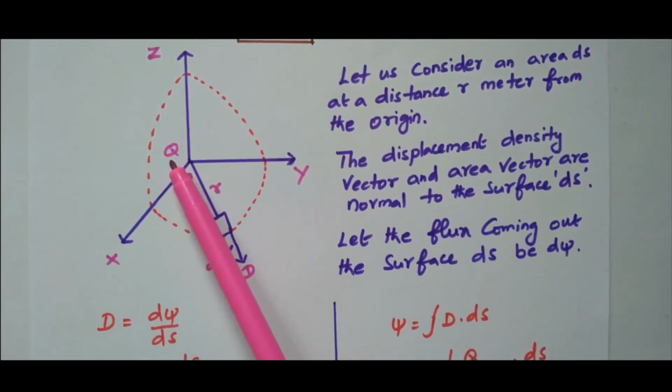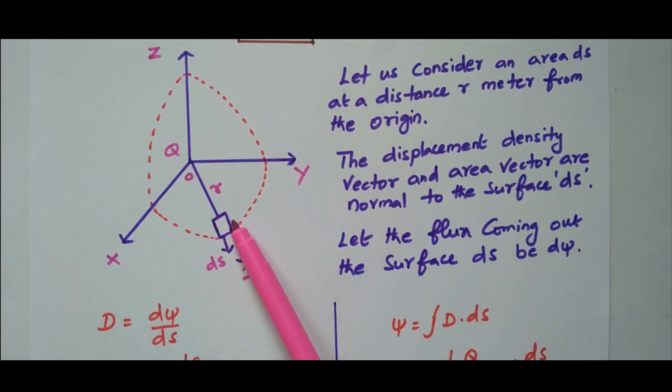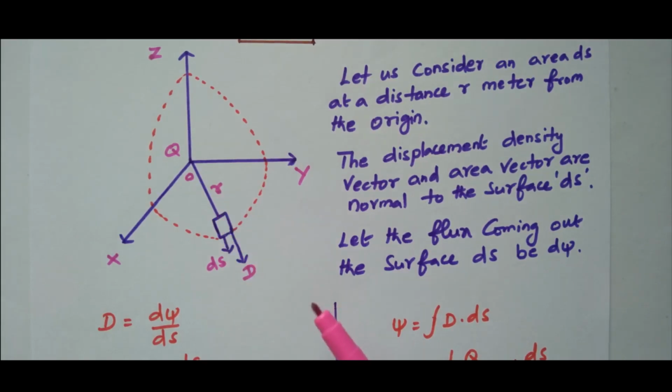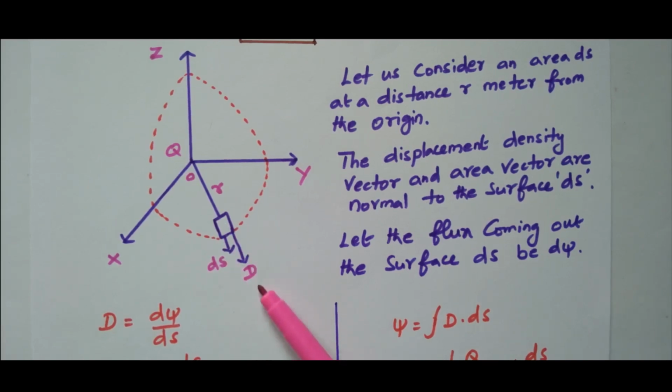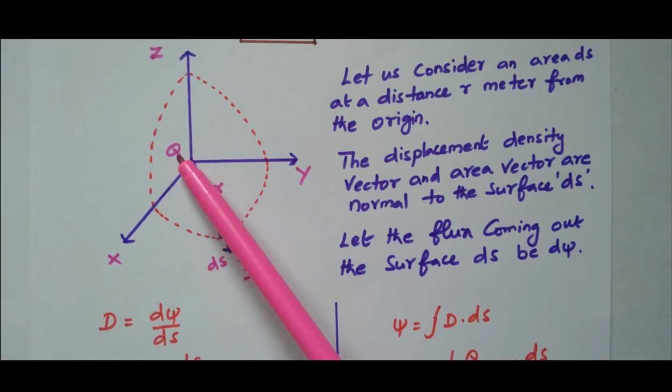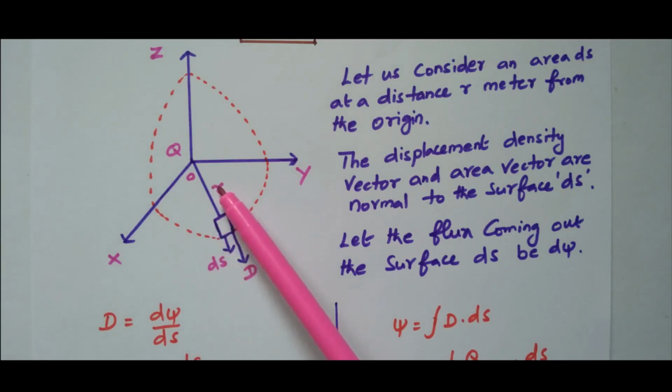Let us consider one charge q placed at the origin. We have one small segment, a small differential area ds, at a distance r meter. D is the displacement density along with this small segment, right? See, the angle between these two is normal. Both are in the same line. The angle between these two is 0. The small segment ds and displacement density both are at an angle of 0 degree, right? So we have charge q placed at the origin, one small segment area available at a distance r meter, along with that we have the displacement density vector.